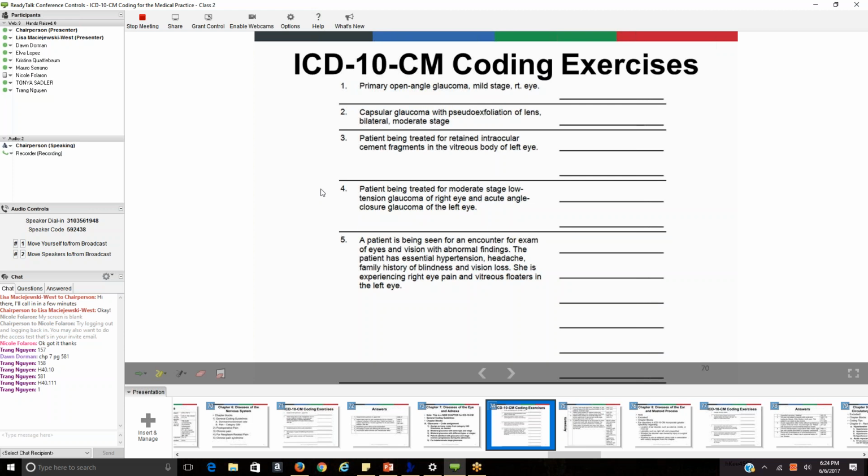All right, let's do the next one, capsular glaucoma with pseudo-exfoliation of lens, bilateral, moderate stage. So if we go back to page 158 of our book, because that's where we found glaucoma, let's see if we can find this one, capsular glaucoma.